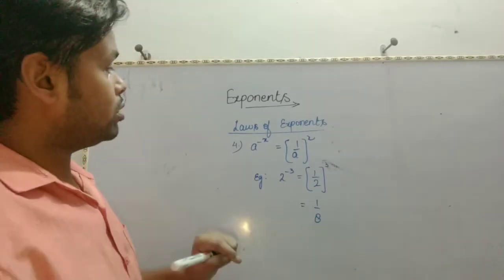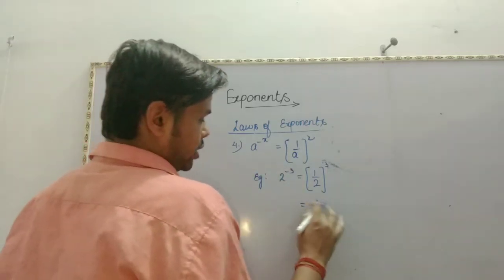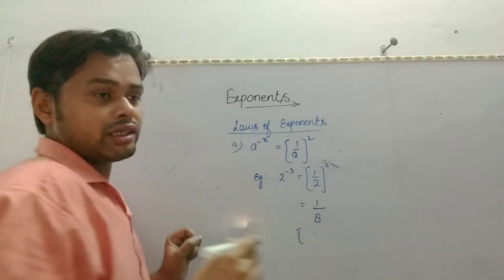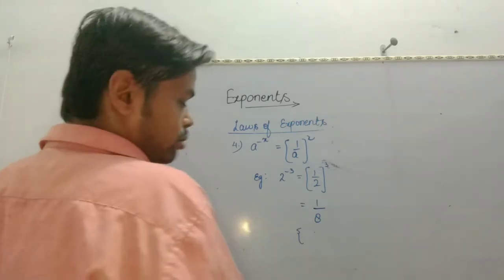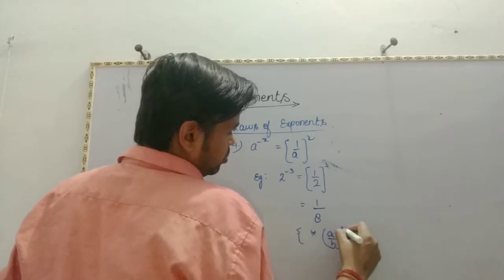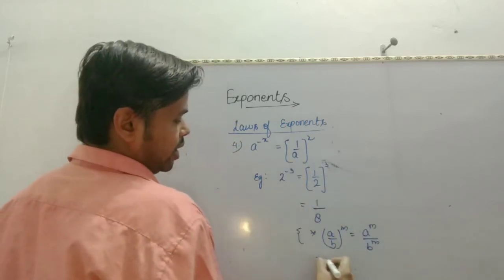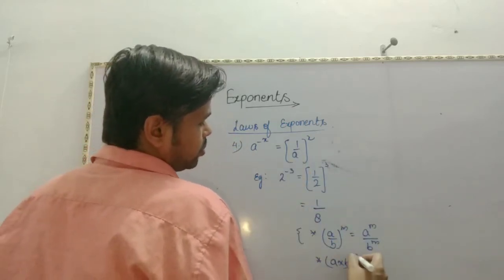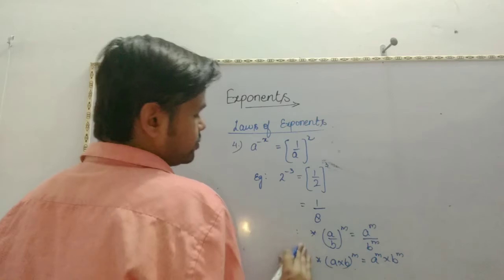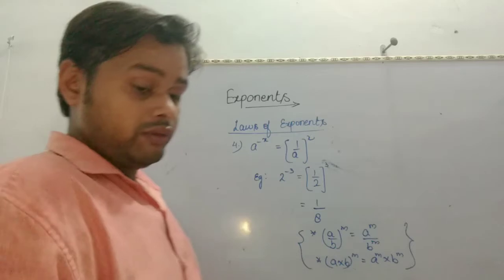There is one law, or you can say a simple type of law, which says that power is distributive over division and multiplication both. That is, a by b to the power m will be written as a to the power m upon b to the power m, and a into b to the power m will be equal to a to the power m into b to the power m. So with the help of these laws, these types of questions are being solved.